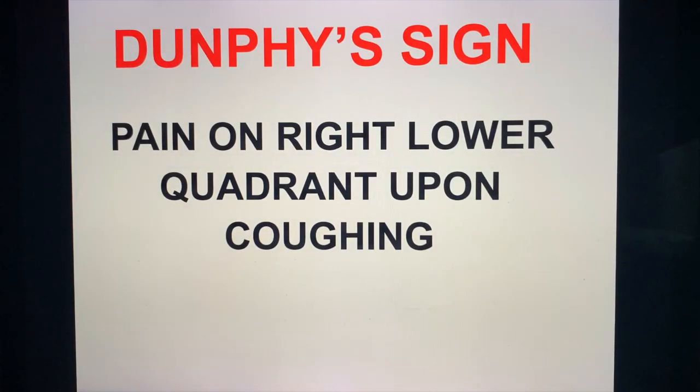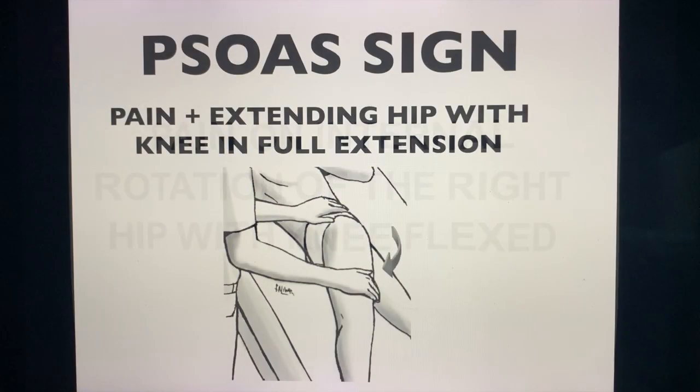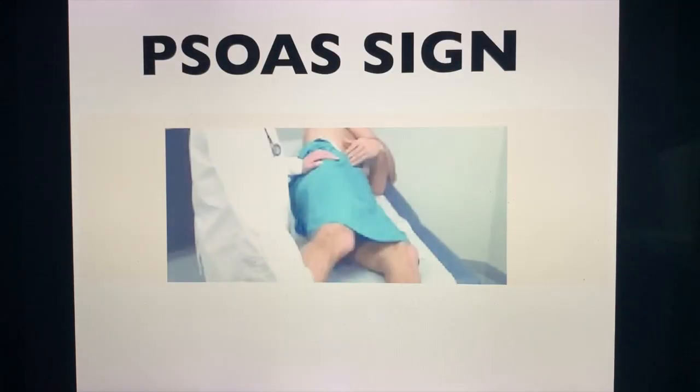Now, some physical examination pearls regarding your acute appendicitis. So first is your Dunphy's sign. You simply instruct your patient to cough and the patient will experience pain on the right lower quadrant upon coughing. The psoas sign: pain upon extending the hip with the knee in full extension. This is indicative of acute appendicitis.